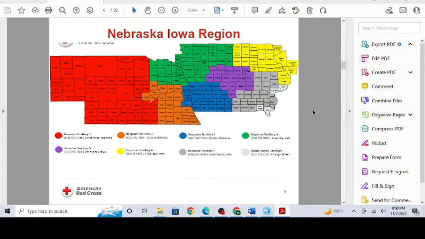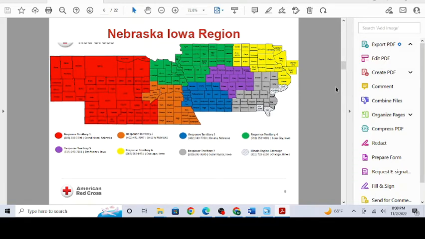And then the third layer of structure is referred to as territories. And you're seeing here the carving of Nebraska and Iowa into 7 different territories. Technically there's a little bit of territory that comes in from Illinois, but essentially we have 7 different territories that make up the Nebraska-Iowa region.